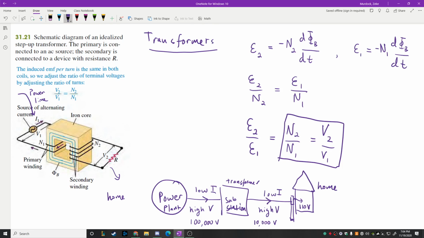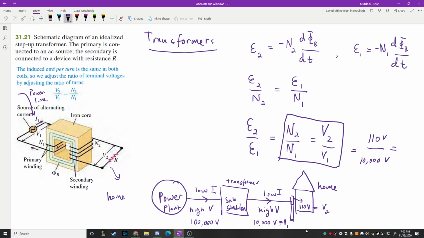So for example here, if this was our V1 and we wanted to get a V2 right here, we could figure out what the ratio of the coils needs to be, right? Because V2 over V1 would be 110 divided by 10,000. Okay, and so one simple answer would be, as long as the number of coils in N2 was 110 and the number of coils of N1 was 10,000, then you'd get what you want, right?